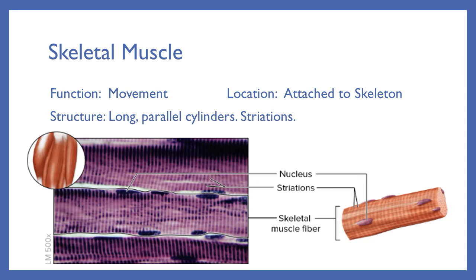When we see skeletal muscles, they are very straight, as in this picture. They don't branch, they don't narrow and widen.